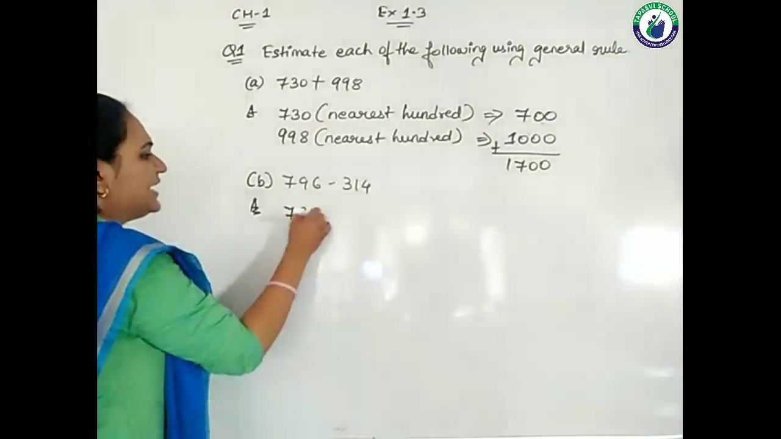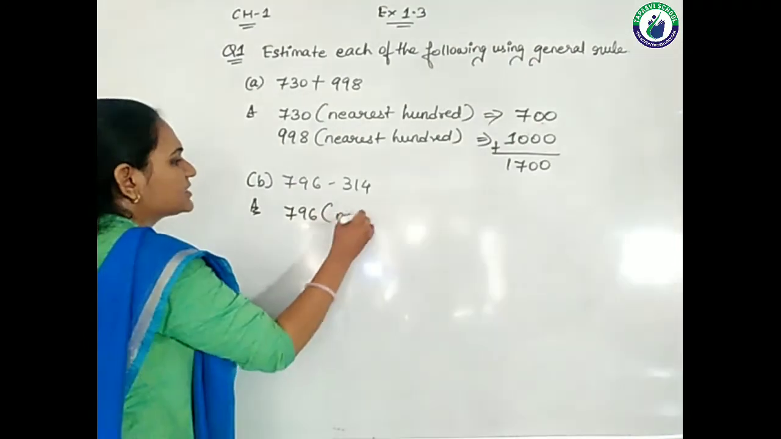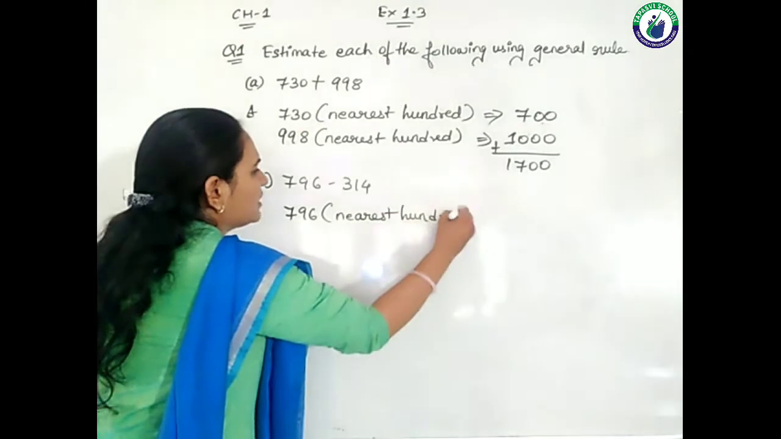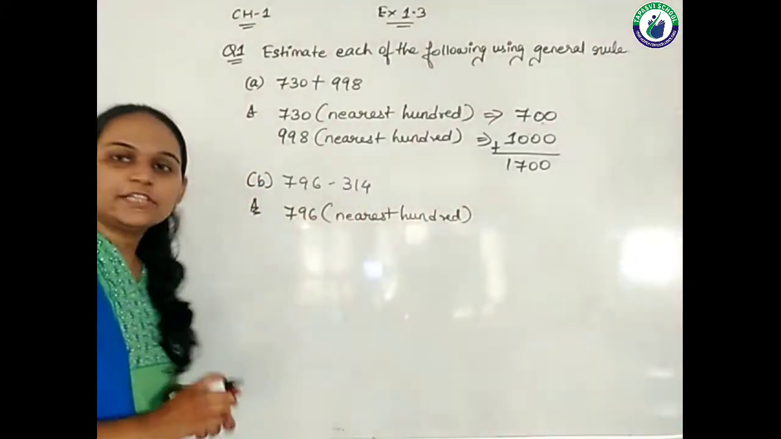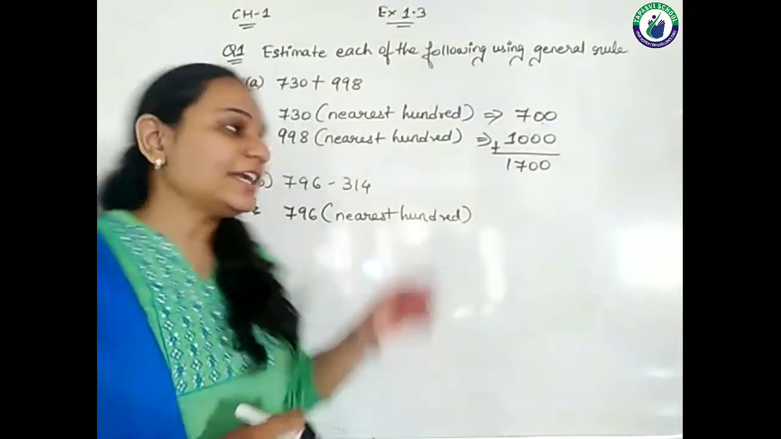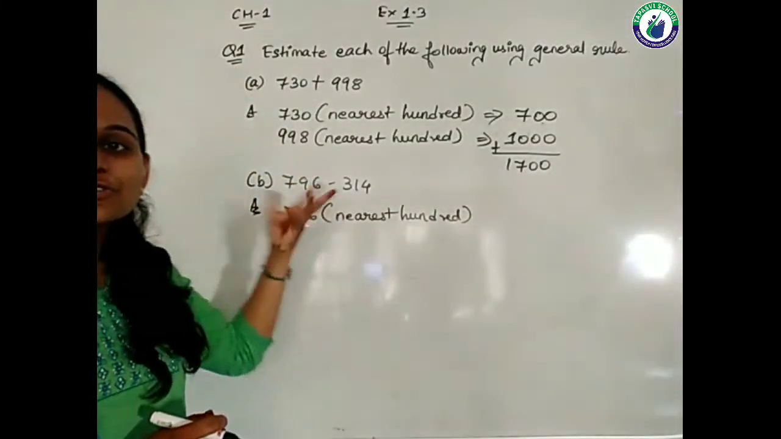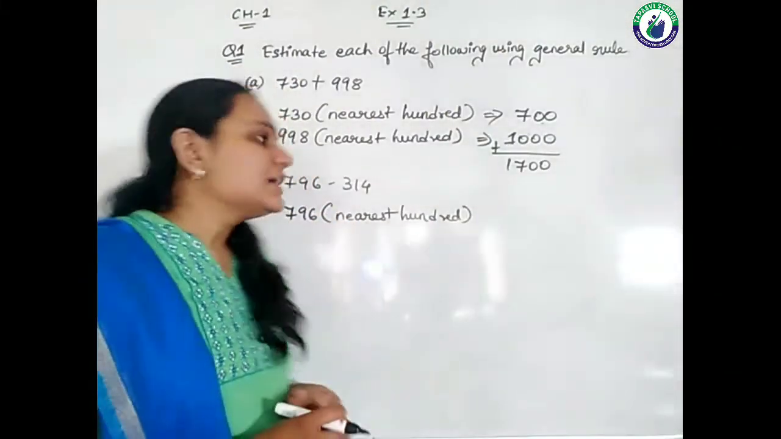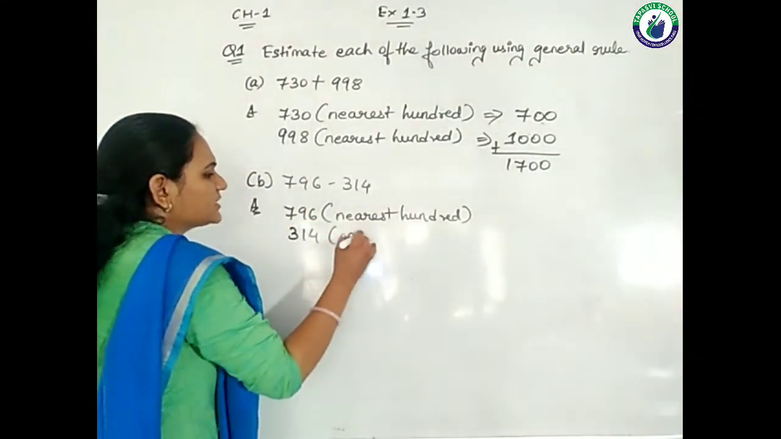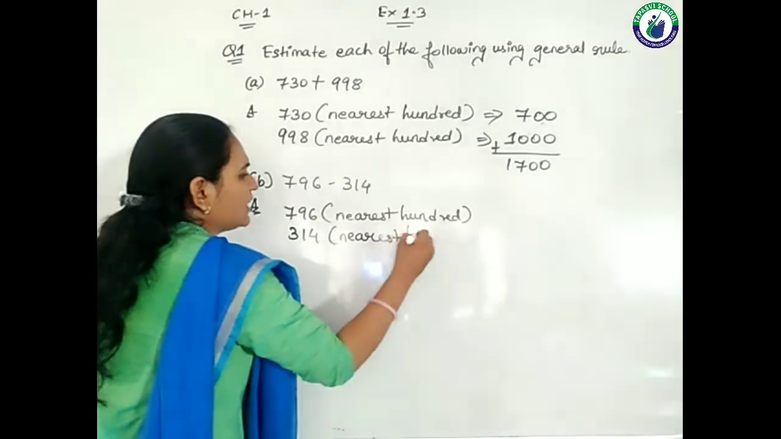So 796 will round off to the nearest hundreds, because both the numbers are 3-digit numbers and the greatest place value of a 3-digit number is 100. The greatest place value means 1s, 10s, 100. So that is the greatest place value. So the next one is 314. So that is nearest 100.